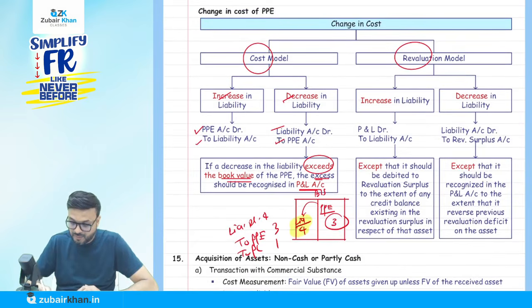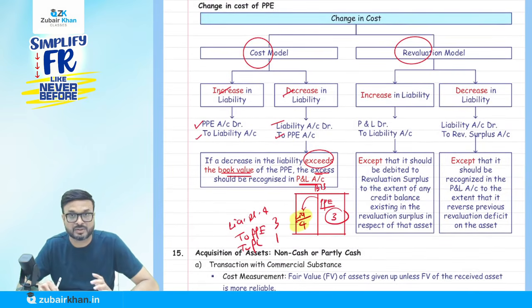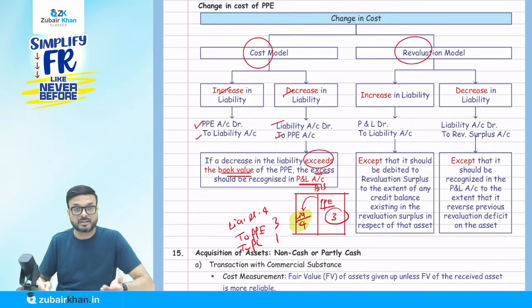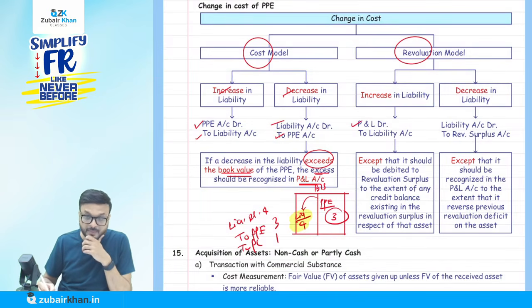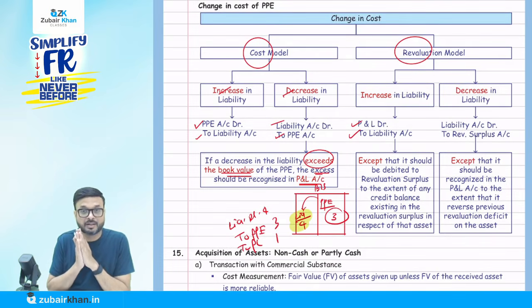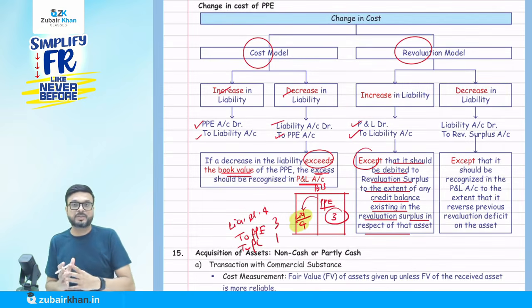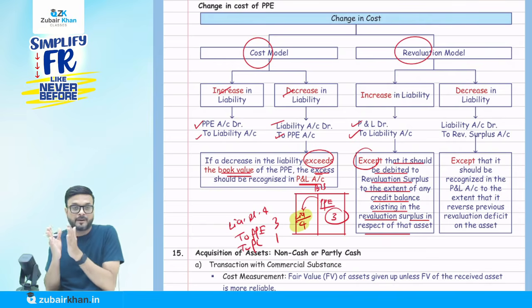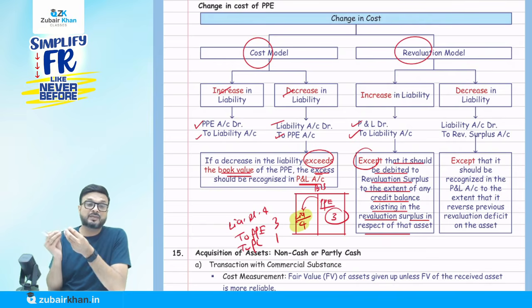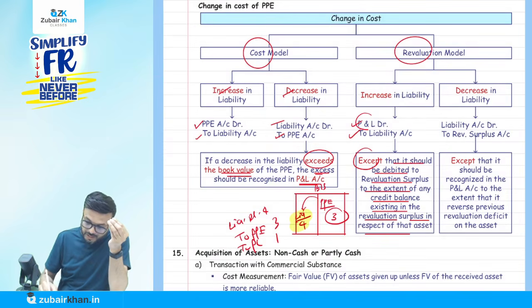Now, if we are following the revaluation model, then we have to do the adjustment in revaluation surplus. They say an increase in liability should be credited. So the P&L account will be debited and the liability will be credited. Okay, but remember, what is the exception? It should be debited to revaluation surplus to the extent of any credit balance existing in revaluation surplus with respect to that asset. It means if there is an increase in liability, the general entry is P&L debited and liability credited. But if there is a balance in the revaluation surplus of that particular asset, then instead of debiting the P&L account, we will debit the revaluation surplus.